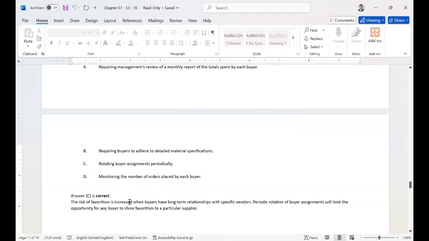The risk of favoritism is increased when the buyers have long-term relationships. Periodic rotation of buyer assignments will limit the opportunity for favoritism. But you can't keep rotating.